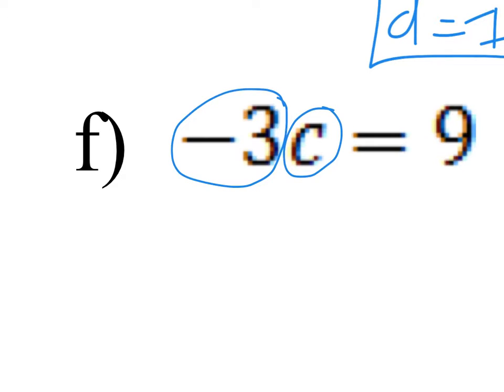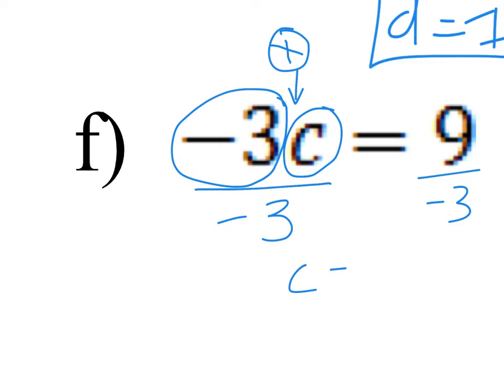The operation, what's occurring between the negative 3 and the c, is multiplication. So you are multiplying still, but you're multiplying by not just a regular 3, a negative 3. So to undo that multiplying, we're going to divide. And we're not going to divide by just a regular 3. We're going to divide by the number that's in front, which is a negative 3. 9 divided by negative 3 ends up being negative 3.